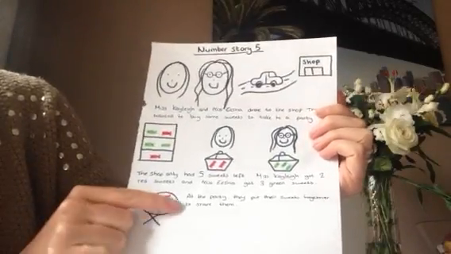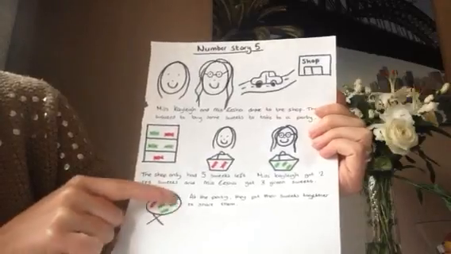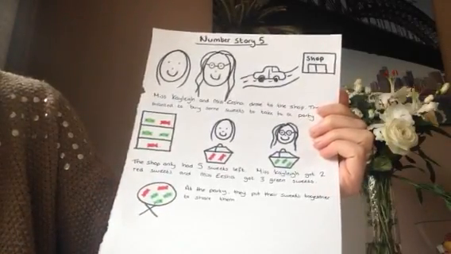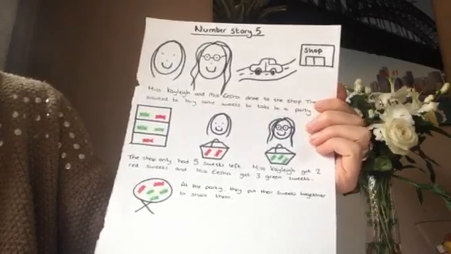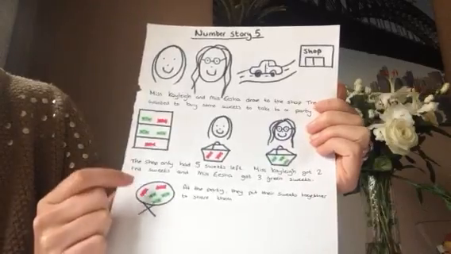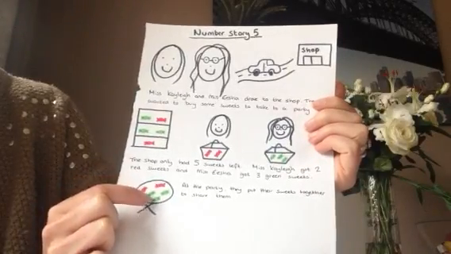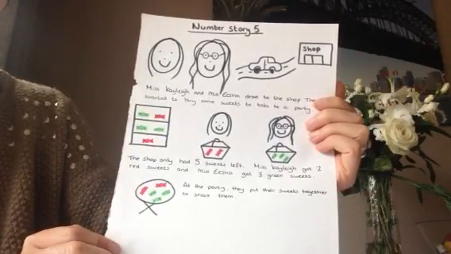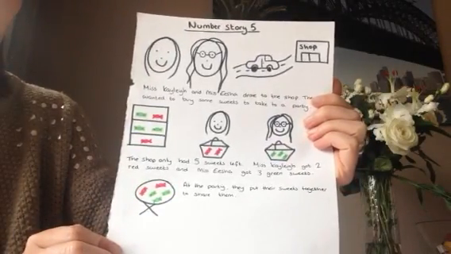At the party, they put all of their sweets together, all out on the table for everyone to share. So this is our number story about the number 5, because they have 1, 2, 3, 4, 5 sweeties all together.